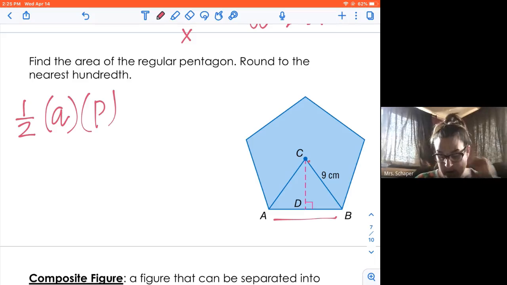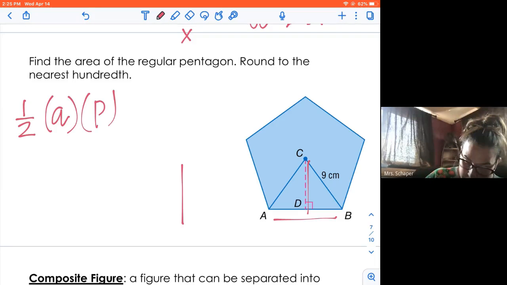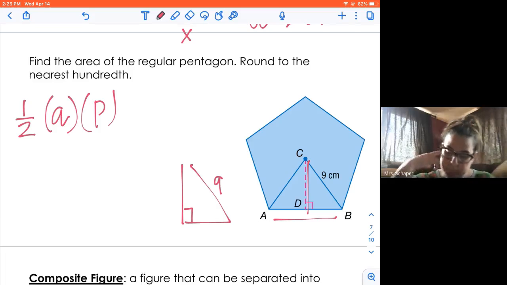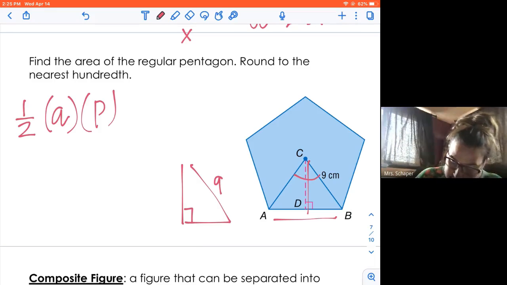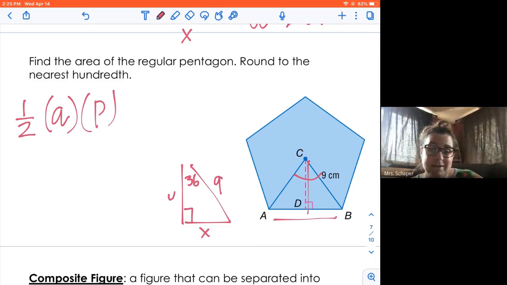So let me look. In this triangle, this is 9. It's a pentagon, so 360 divided by 5 is 72. So the central angle is 72, which makes this 36. But I need to figure out these two measurements. 36 isn't a special kind of triangle, so I'm going to have to use trig functions.